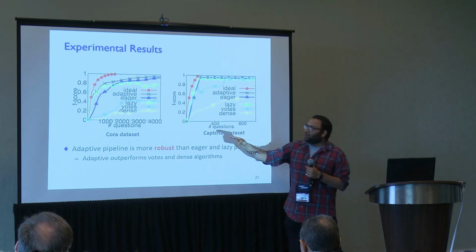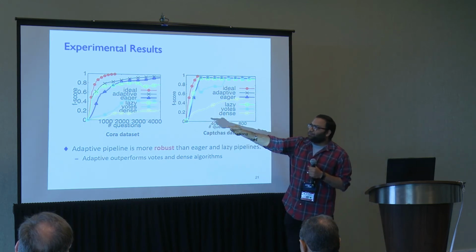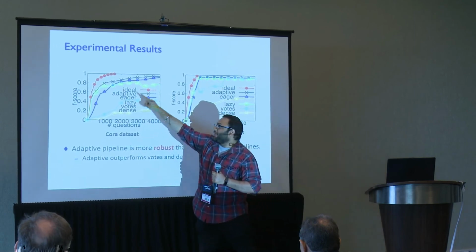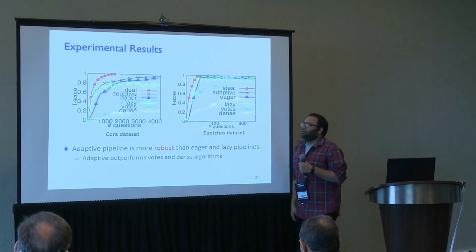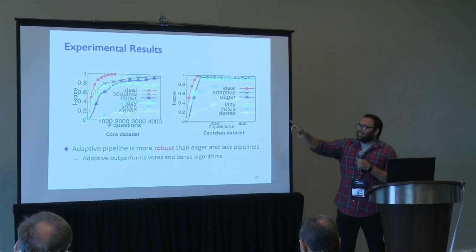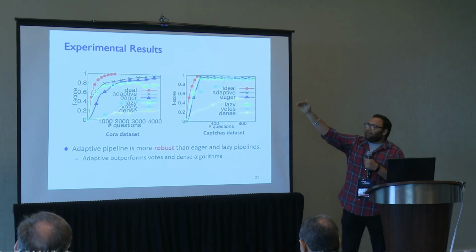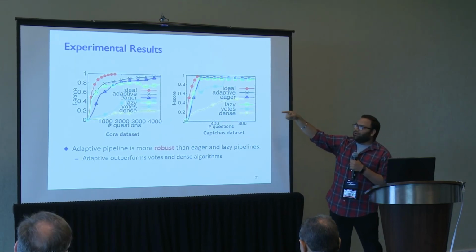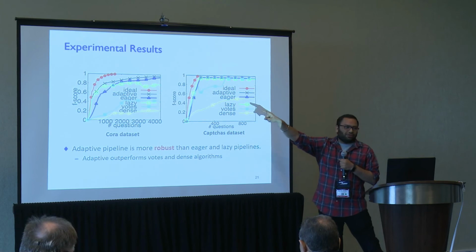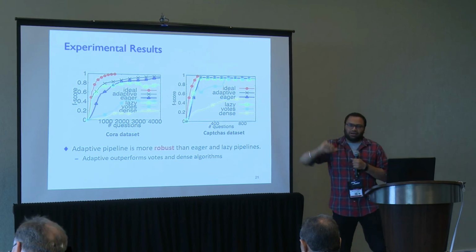Also, you could see in the Cora data set that eager gets a poor progressive F-score, but it gets a higher final F-score. On the other hand, the lazy has a very high progressive F-score, but it plateaus out at a much lower F-score, but around 3,500 queries, the boost F-score kicks in, and it tries to boost the F-score again.